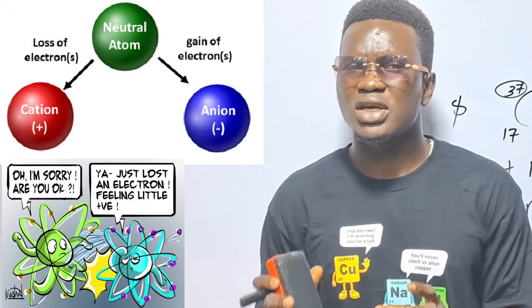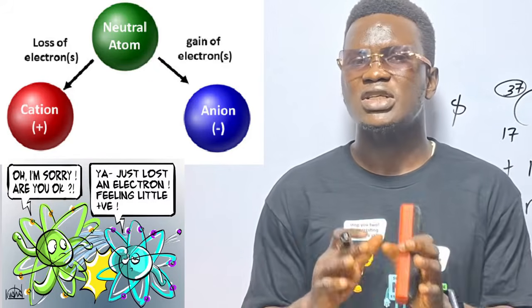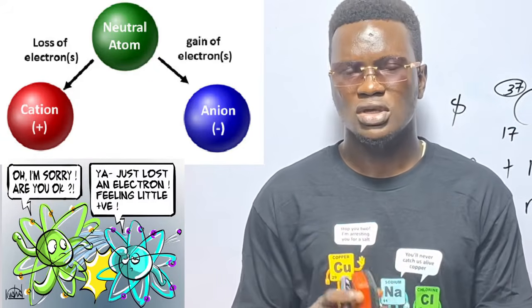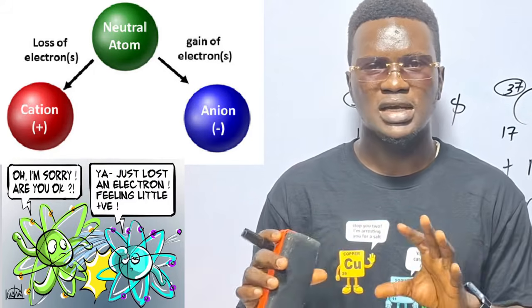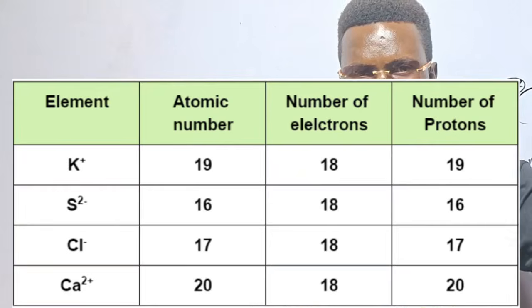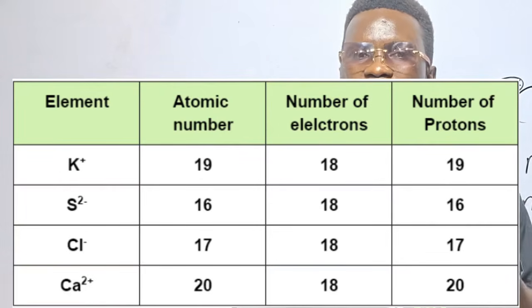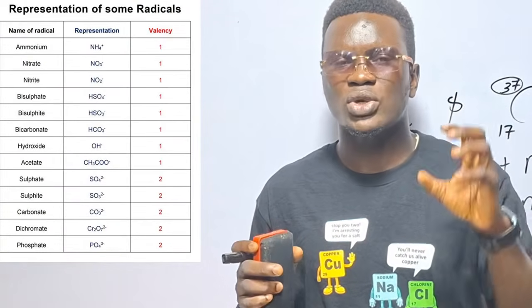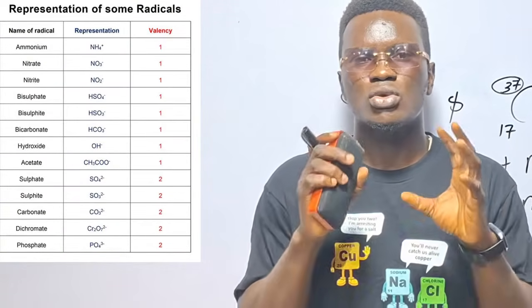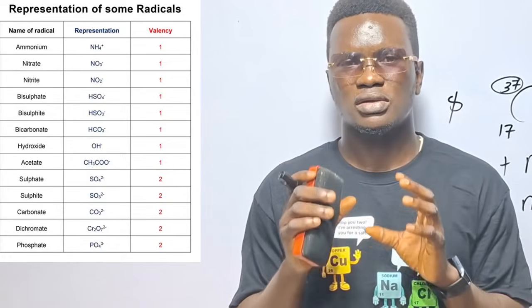But when an atom gains an electron, it becomes negatively charged. Now, negatively charged atoms are called anions. Positively charged atoms are called cations. So you have to understand that. So examples of positively charged cations and examples of negatively charged anions. When you have a group of atoms that carry a common charge, we call them radicals.